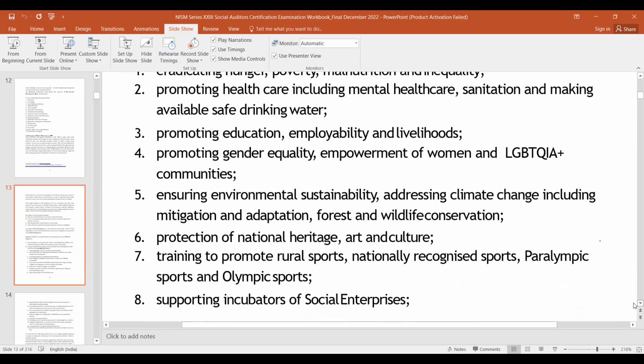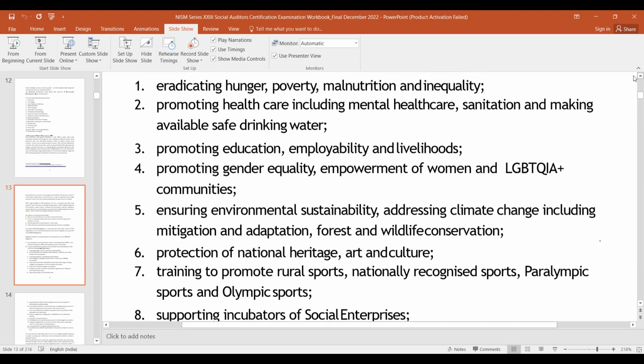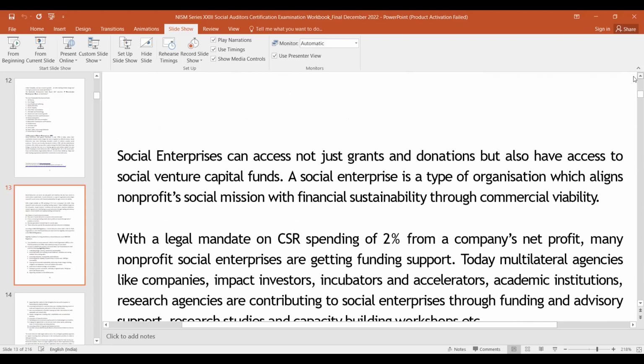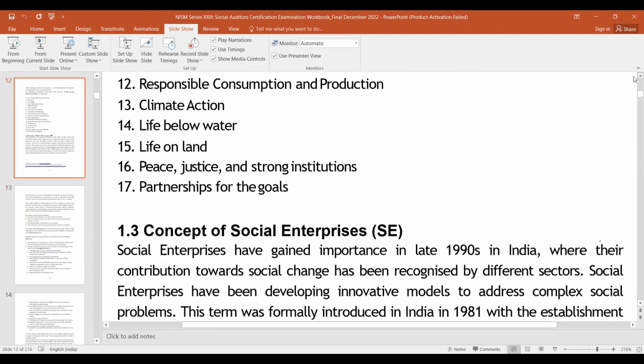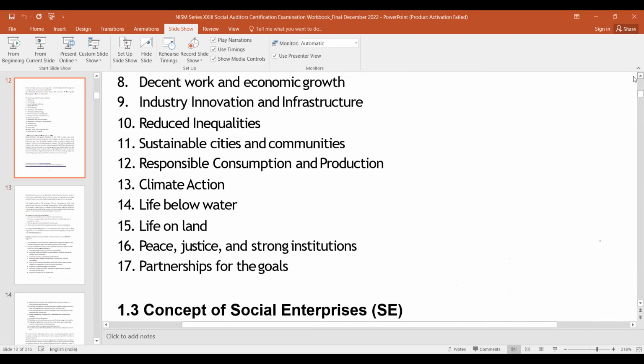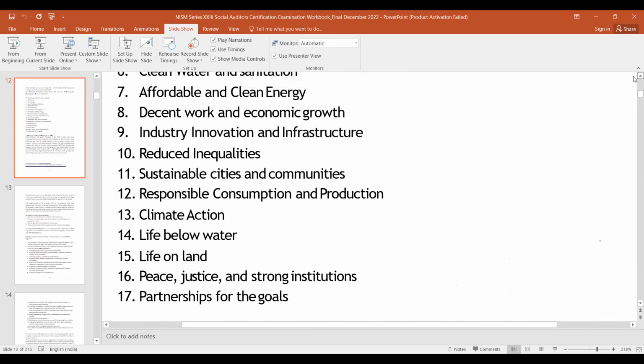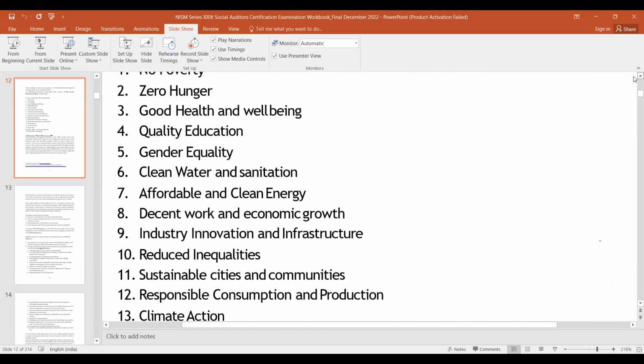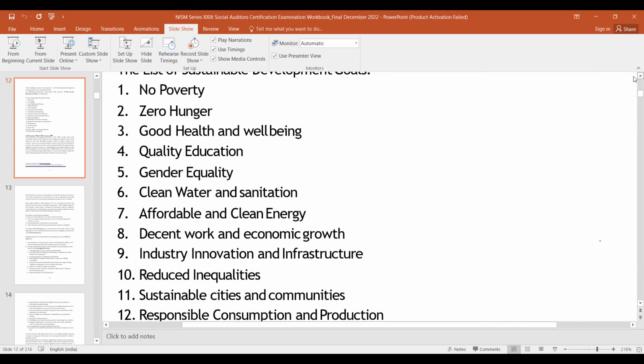Protection of national heritage, art and culture. Now this protection of national heritage, art and culture, whether it is covered in SDGs? No, I think. Let us again have a look. This will again come under life on land, sir.